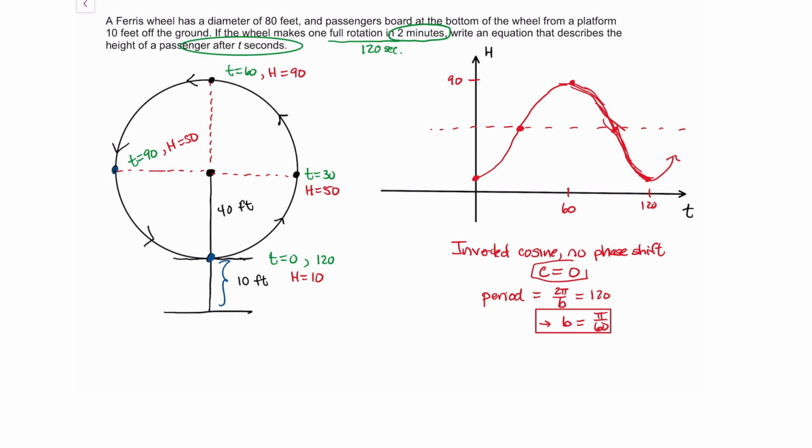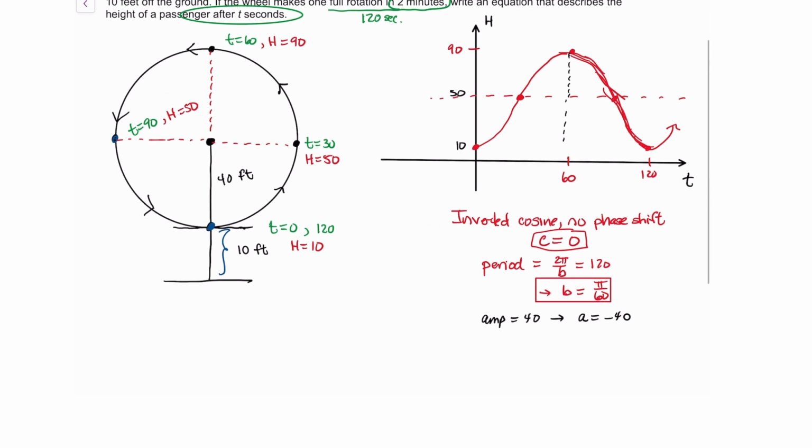Okay, so we're moving right along here. The amplitude, remember, is the vertical distance between the maximum and the midline, or the minimum and the midline. Now I know in my graph it doesn't look the same, but they are the same because this is 10, this is 50, and the top is 90. So that means the amplitude is 40. I'm just going to write that as amp here. However, since this is an inverted cosine curve, this means that a is equal to negative 40. Okay, and since the midline is at 50, that means that my vertical shift is also 50.